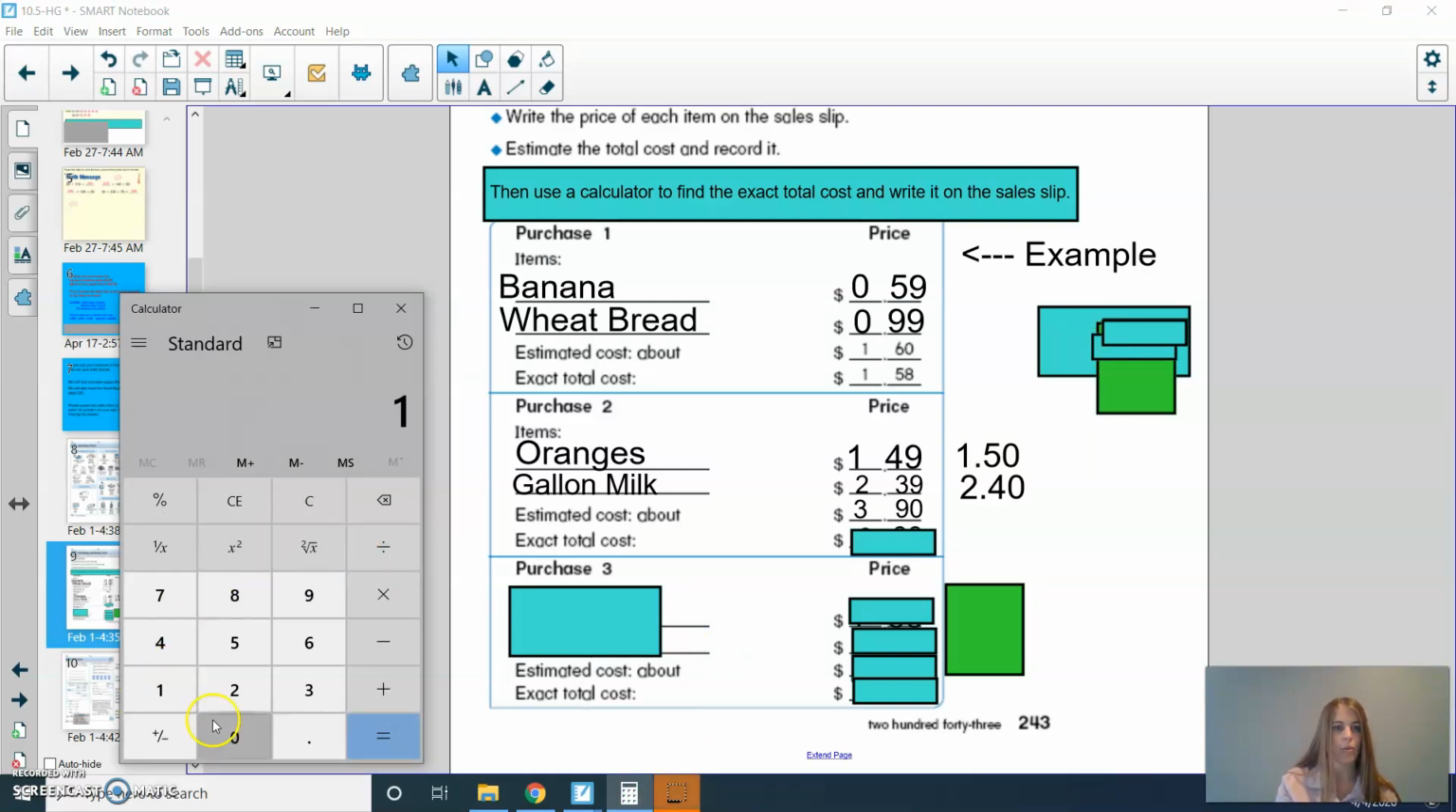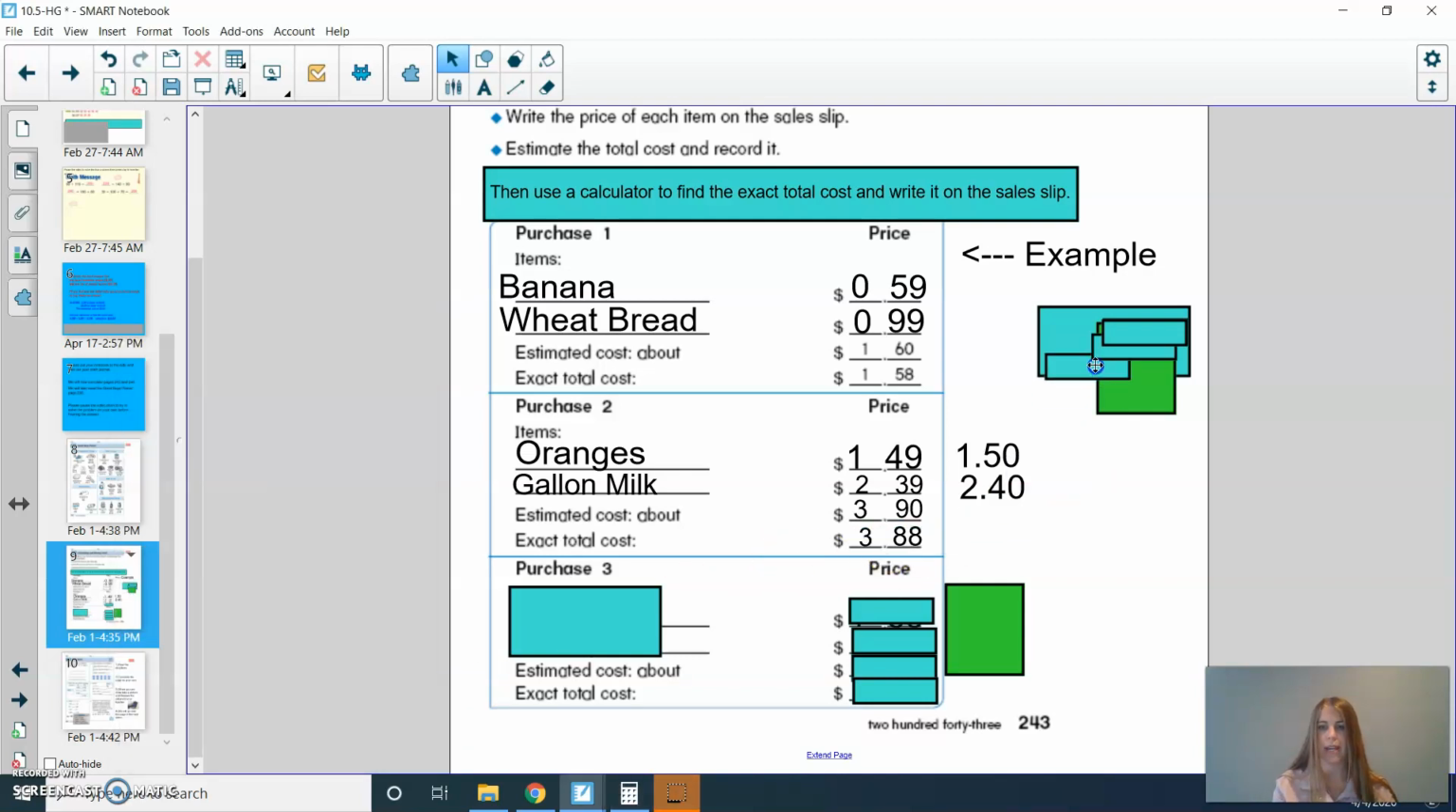Now I'm going to pull up my calculator to find the exact answer. I'm going to type in 1 decimal point 4 9 plus 2 decimal point 3 9 equals, and I got $3.88, which is my exact cost, $3.88.